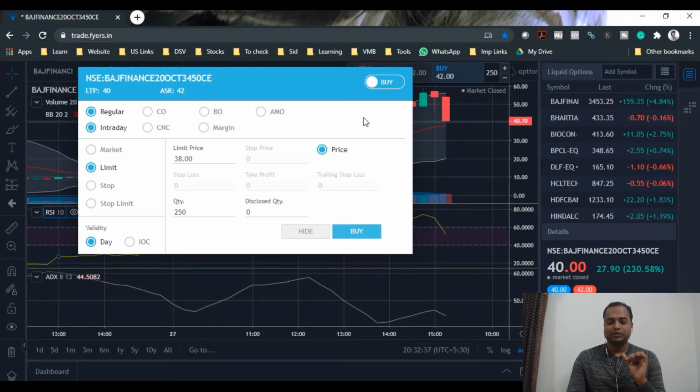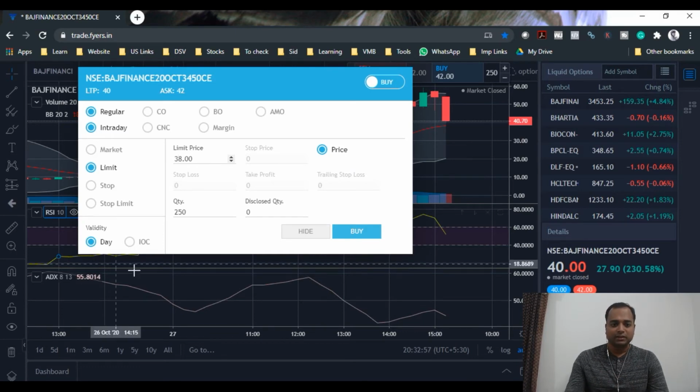So all you have to do is place your price here, and after that you can simply get out of the screen also. You can leave your desktop and go for water or something. And if the price comes down to 38, your contract will automatically be executed.